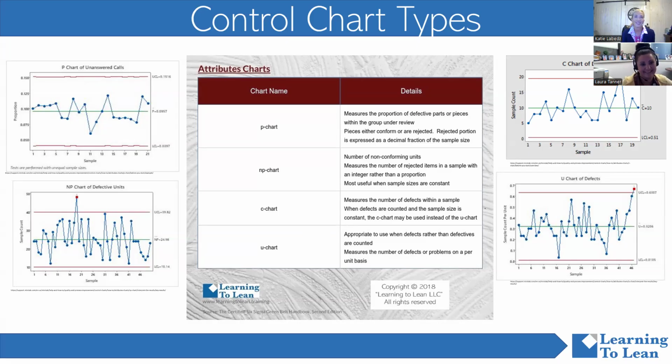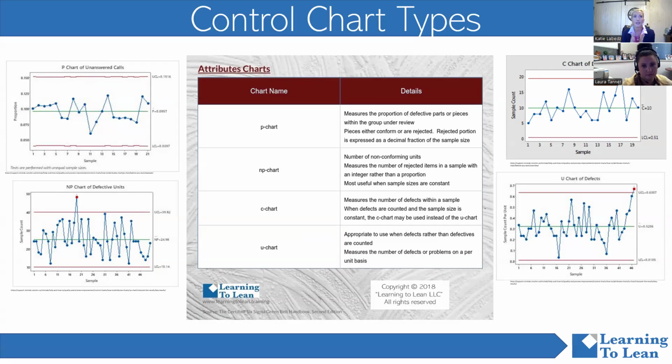Attributes charts. So we looked at variables. Now we're looking at attributes charts. There is a P chart, an NP chart, a C chart, and a U chart. So there's examples on the screen also. And all of this information, when we're done, will be posted to YouTube in case you need to reference it again in the future.